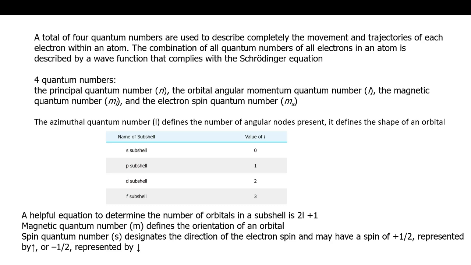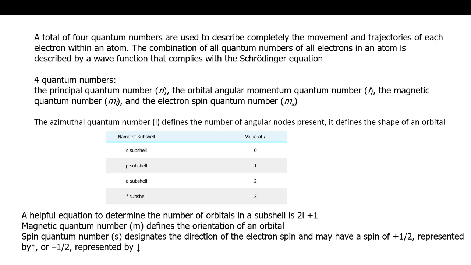In Schrodinger's equation, if you remember, there is a wave function, and the wave function comprises all these four quantum numbers. So these quantum numbers are like the address of an electron inside an atom. If one wants to find where an electron is present inside an atom, and you know these four quantum numbers, you can easily tell that.